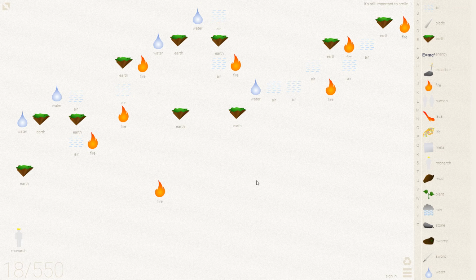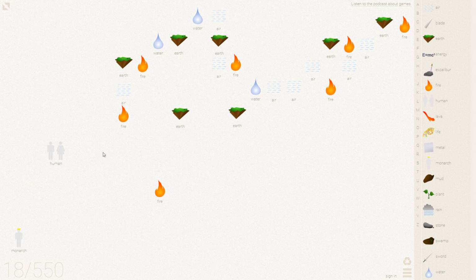G'day, let's play some more Little Alchemy. This time is part two of making a fairy tale. We already made the monarch in part one, so in part two we need to make the story that the monarch's going to be in, which will create the fairy tale. So let's start over this end where we are going to make the human that we're going to need.